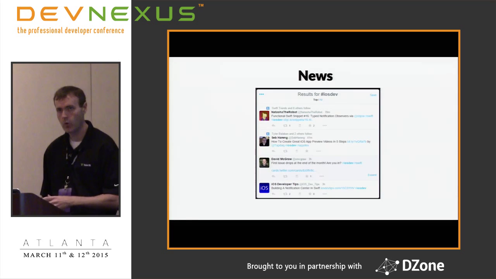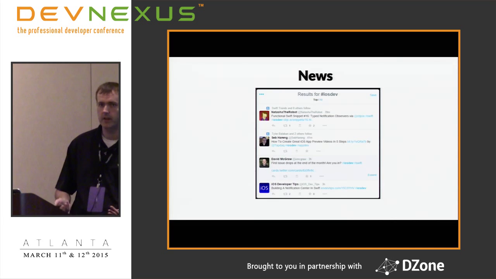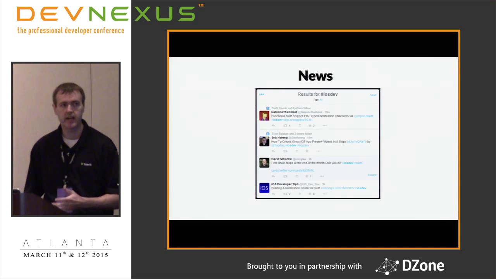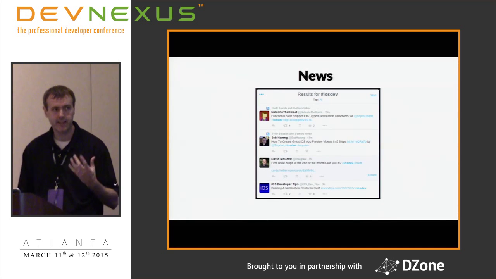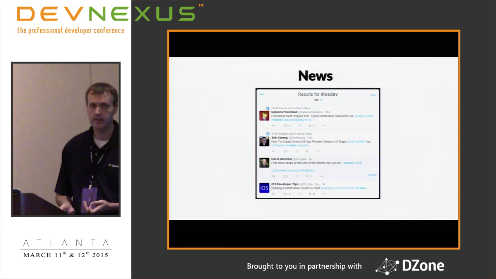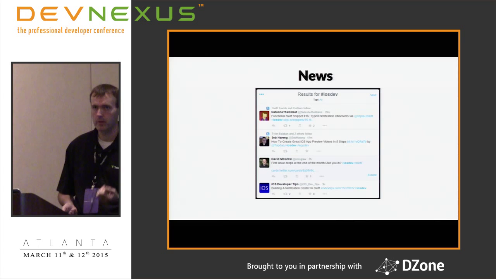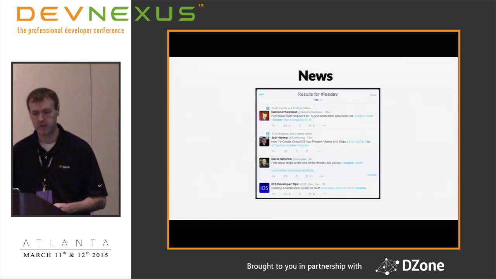The reason for that is that obviously we all kind of know what hashtags are, and if you don't, basically you can just use a hashtag and put in a name, and anything that somebody's tweeted with that, like #Devnexus, will show up in the results. I'm assuming most people know what that is.